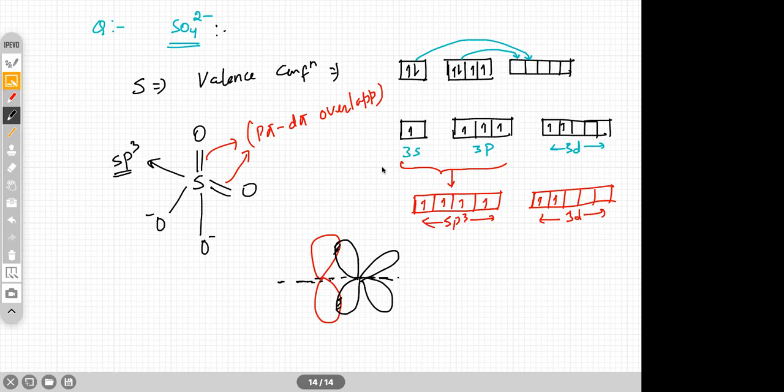PD overlap, you can write, no, P won't always form a pi bond. P can form sigma also, Madhav. The first bond between P and P overlap is sigma only. Yes, understood, all of you?